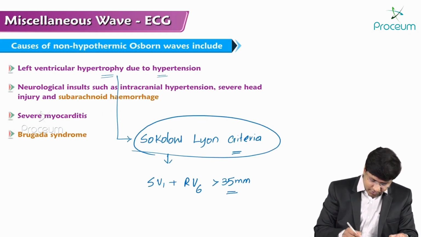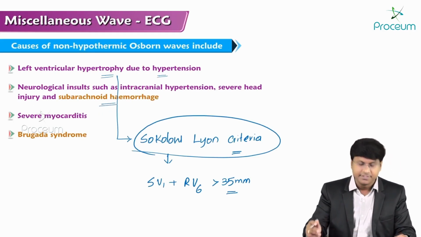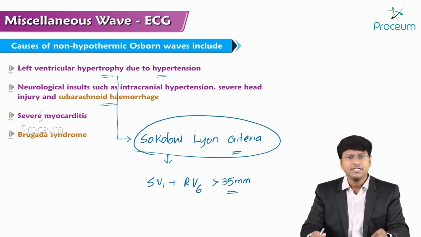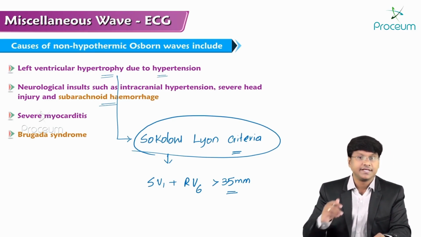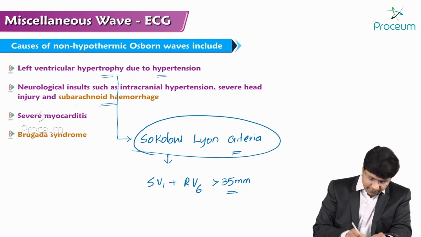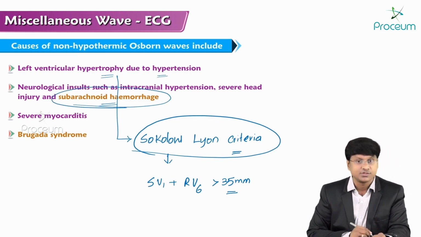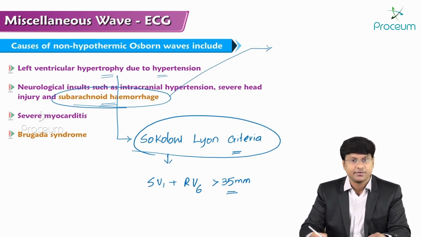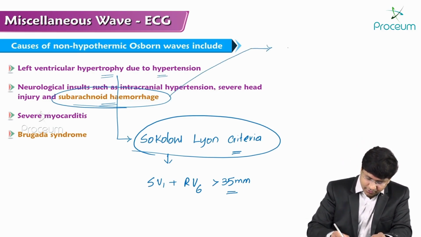Now, the other condition where you can have the presence of the Osborne wave or the J wave is subarachnoid hemorrhage. Now, in subarachnoid hemorrhage, there will be raised intracranial pressure, right? There will be raised intracranial hypertension. Now, what will be the ECG changes in case of subarachnoid hemorrhage? The ECG changes in subarachnoid hemorrhage will be the presence of T wave inversion.